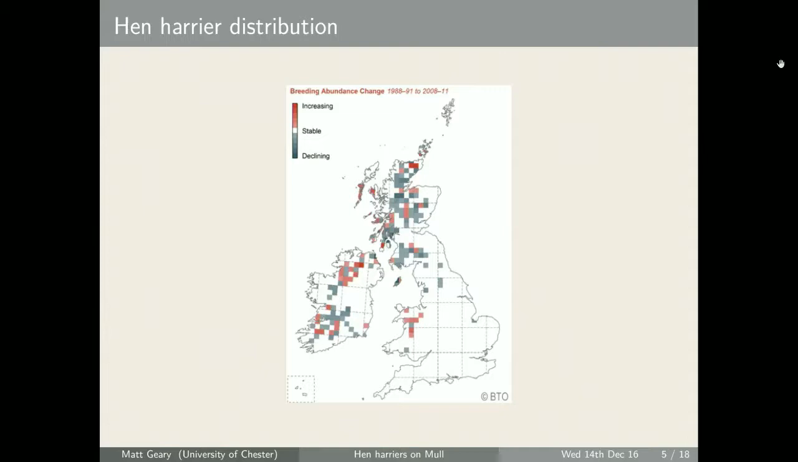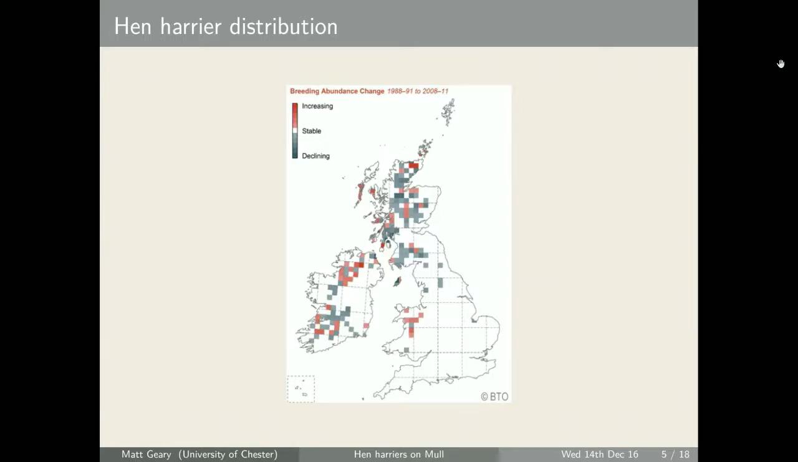But when we look at the changes in breeding abundance, there are some patterns here that I think are important. One of these is that there are lots of areas on that distribution map where, when this breeding atlas was put together, hen harrier populations were declining. But also, there are some populations which have red dots on this map that are increasing at this point. And they are on the Hebrides and the islands off the west of Scotland. And to me, that's interesting.